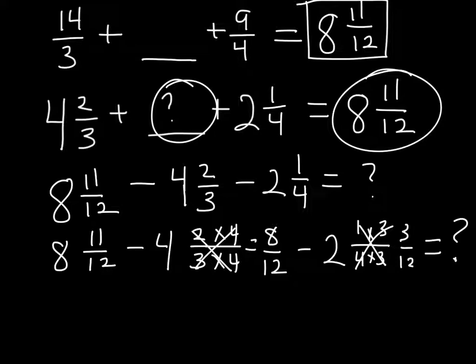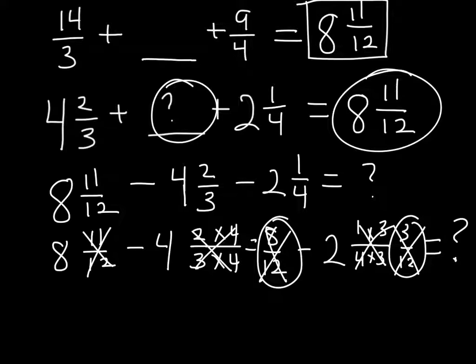So now that I've done that, I can see this is great. I've got 3/12, and I've got 8/12, and I've got 11/12. Well, 3/12 and 8/12 is 11/12, so I'm taking 11/12, subtracting 8/12 and 3/12. That's just going to be crossed off. Those things are going to cancel each other out. And then I'm left with 8 minus 4 minus 2.